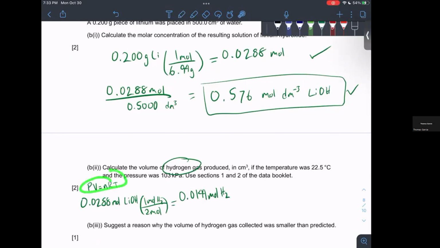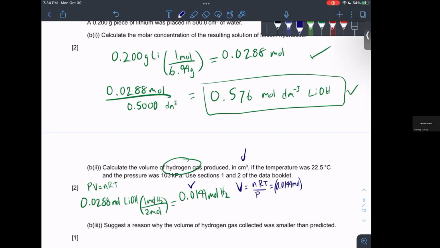If we go here and we isolate volume because it's asking for the volume, we get V is equal to nRT divided by P. One quick thing is this is going to give you volume in liters, also known as decimeters cubed. We can convert in the end because it does want centimeters cubed. So you really quick get 1 mark for calculating the correct moles. Then you've got to plug this in. n is 0.0144 mole.